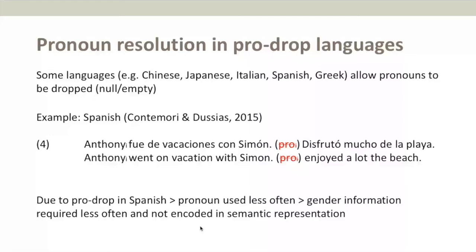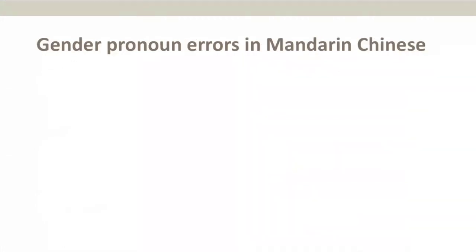But for Spanish, because the gender information might not be encoded in the semantic representation, that might cause a problem when they are speaking. As I said, Anton Mendes investigated pronoun production. So when the Spanish speaker is trying to speak in English and tries to use a pronoun, because gender information is not encoded, they are likely to make errors because they just don't do a matching of gender right there. And this gender pronoun error is also found in Mandarin Chinese.